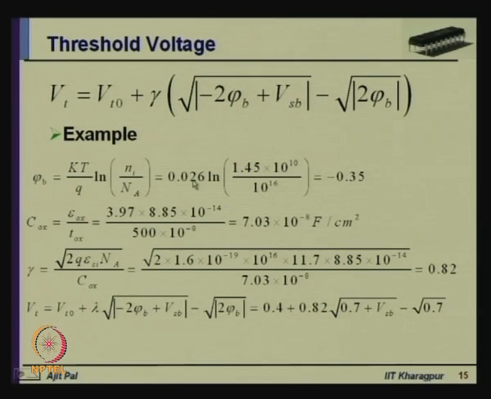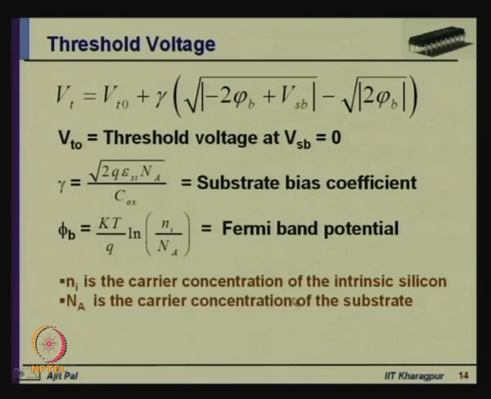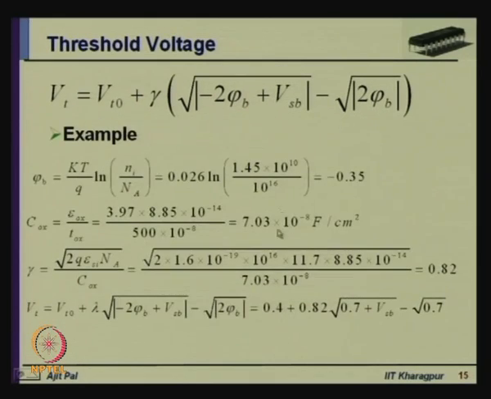So, 0.26, and actually this kT by q, as you know, is 26 millivolt, and this is the ratio of Ni by Na. Obviously, the intrinsic silicon has much lower carrier concentration compared to the carrier concentration of this substrate. That means, as you know, the substrate is uniformly doped to have more carrier concentration compared to the intrinsic substrate, and the phi b value is calculated.